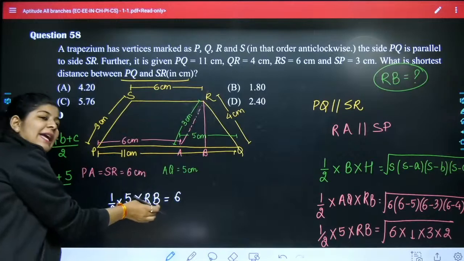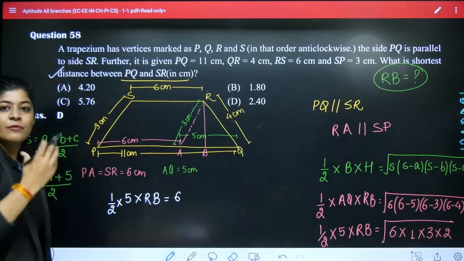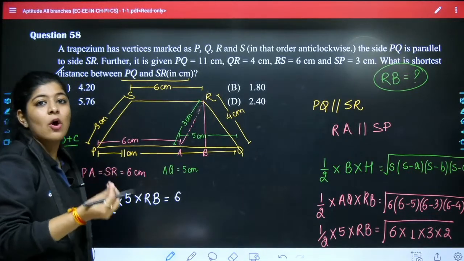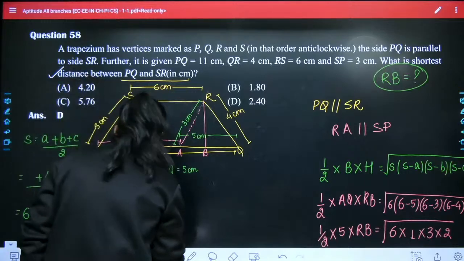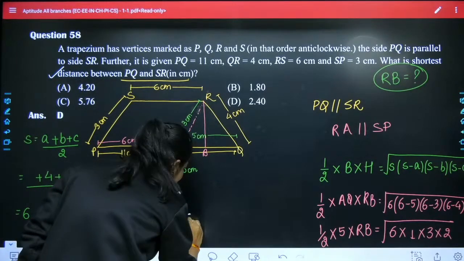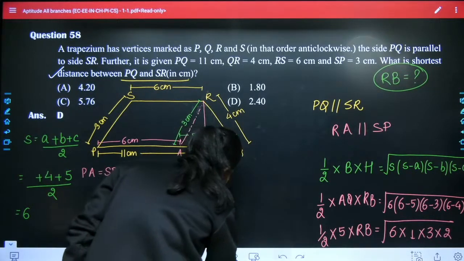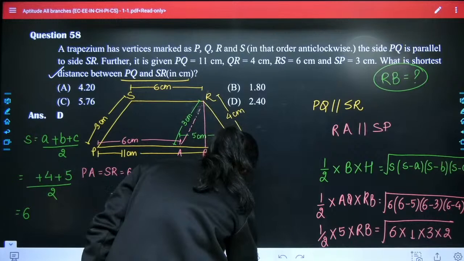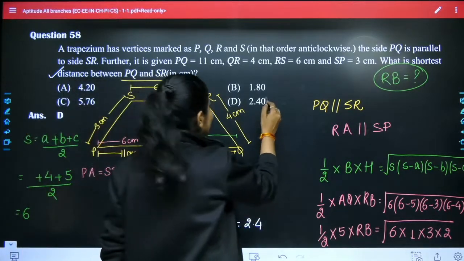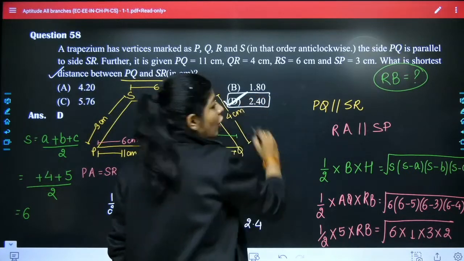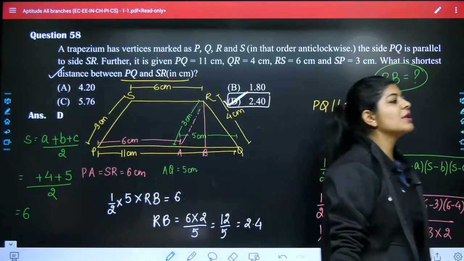Now we can calculate the value of RB, which is what the question asks, because that is the shortest distance between PQ and RS. So RB is 6 into 2 divided by 5, which is 12 divided by 5, that means 2.4. That means option D is correct, right?